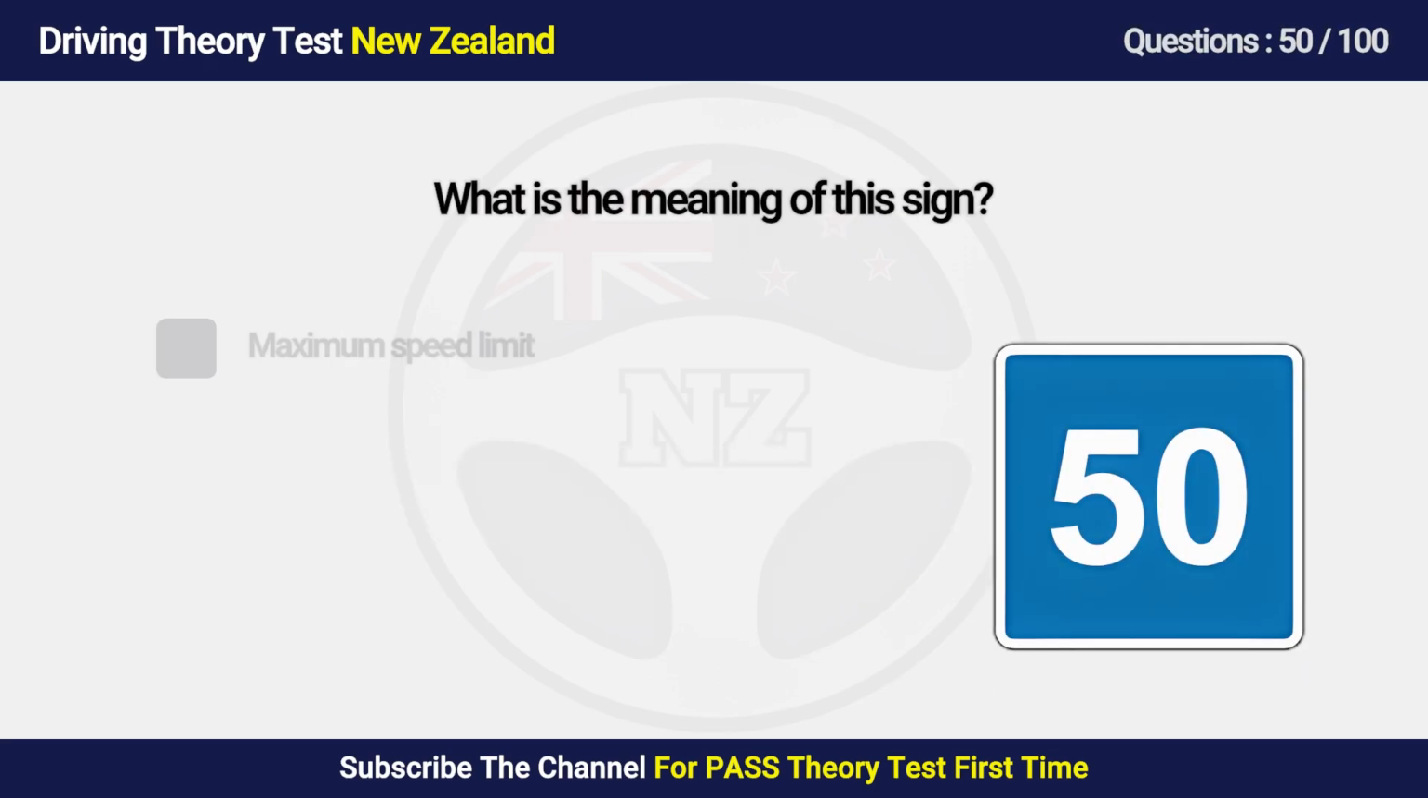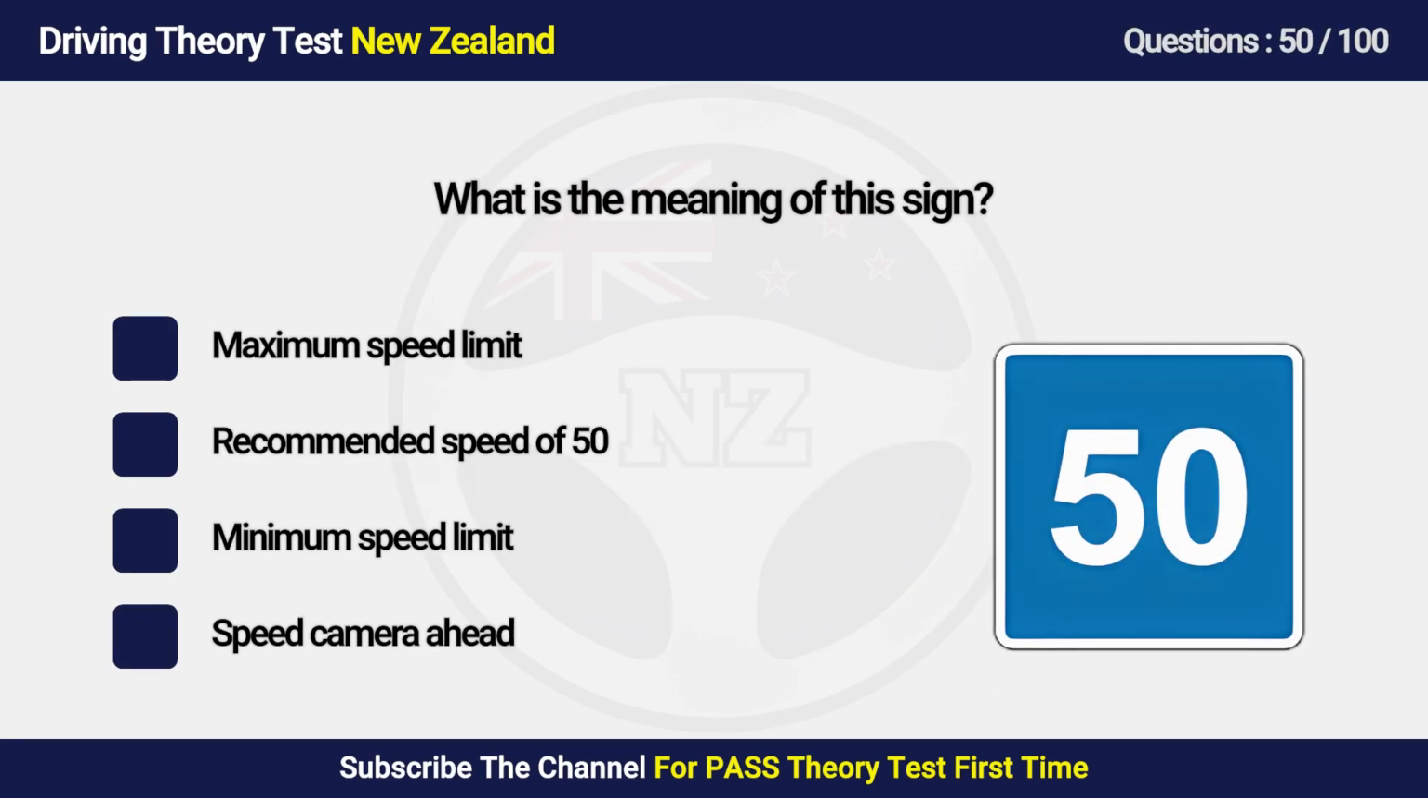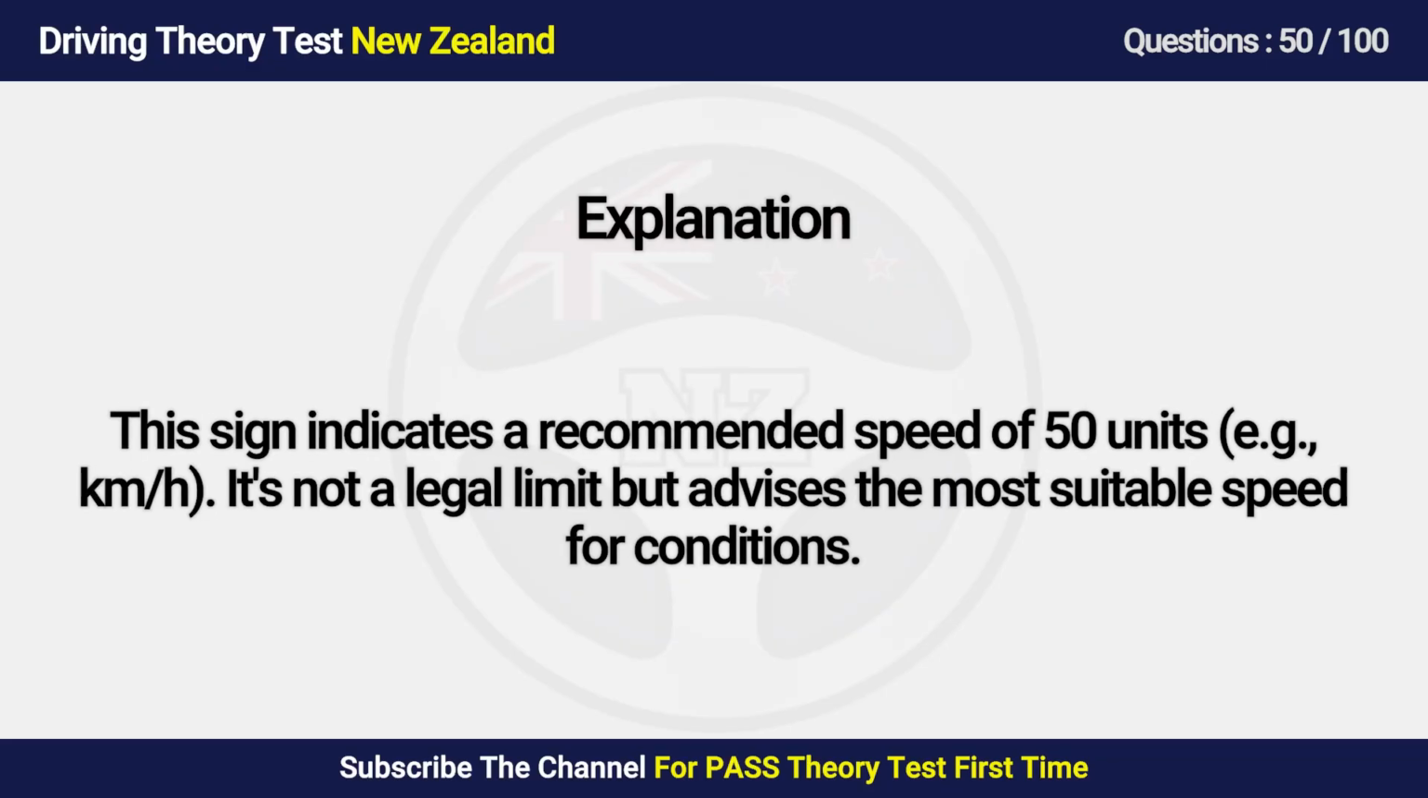Question 50. What is the meaning of this sign? A. Maximum speed limit. B. Recommended speed of 50. C. Minimum speed limit. D. Speed camera ahead. Answer is B. Recommended speed of 50. This sign indicates a recommended speed of 50 units, e.g. It's not a legal limit, but advises the most suitable speed for conditions.